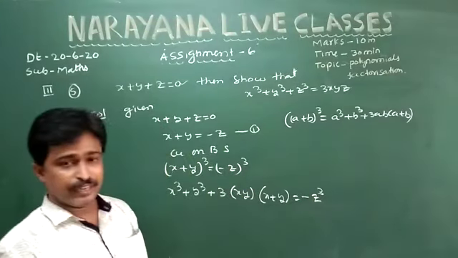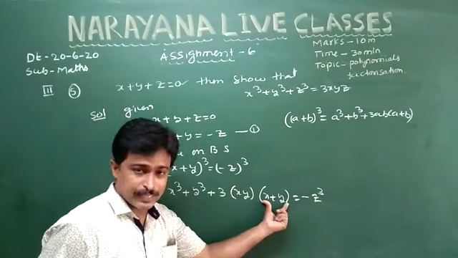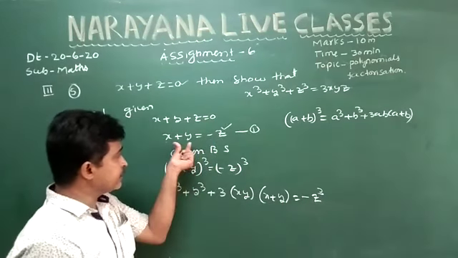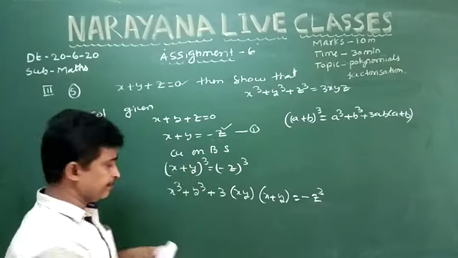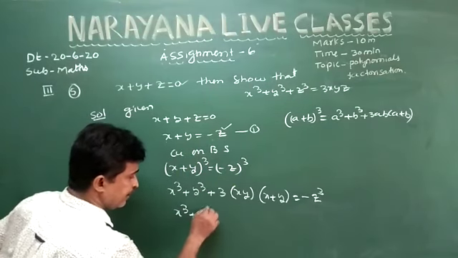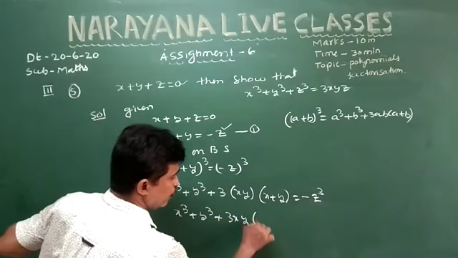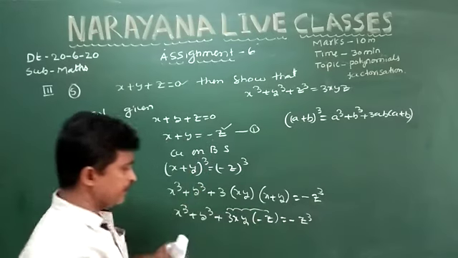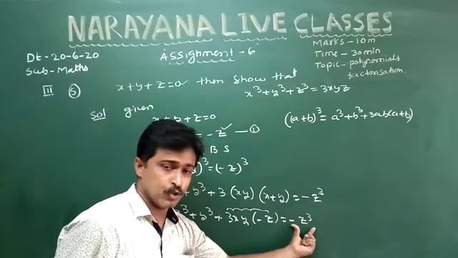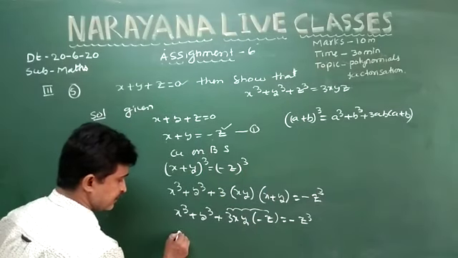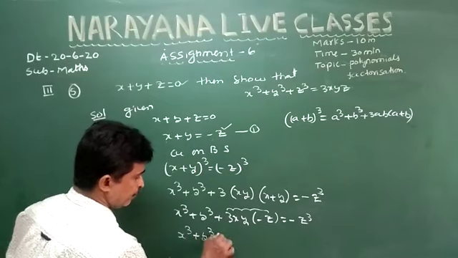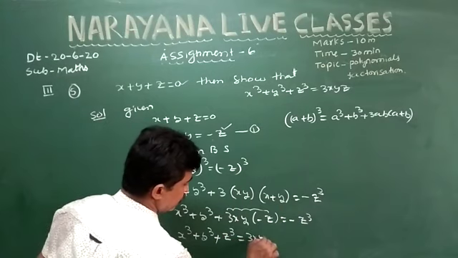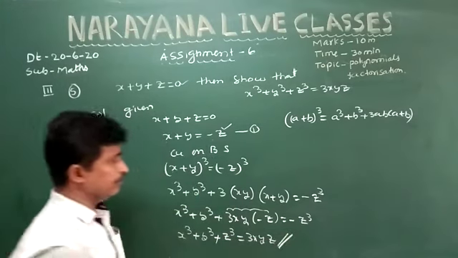So here there is a very important point. The value of x plus y is equal to minus z, so replace x plus y with minus z. Therefore x cube plus y cube plus 3xy into minus z is equal to minus z cube. This entire term is transferred to the right side, and minus z cube is transferred to the left side. So the final answer is x cube plus y cube plus z cube is equal to 3xyz. Okay, thank you.